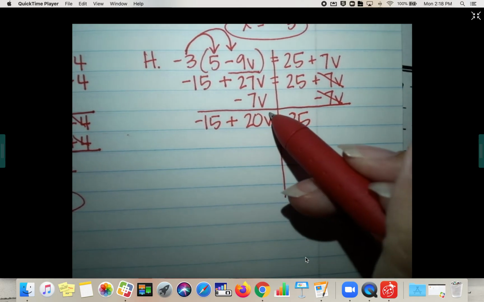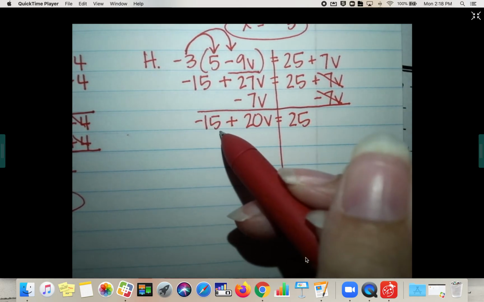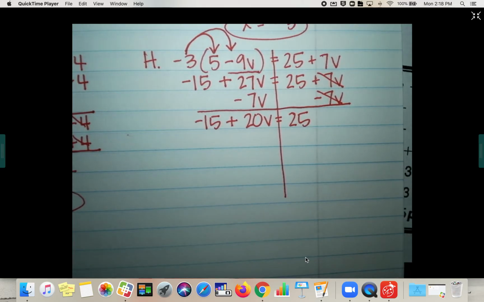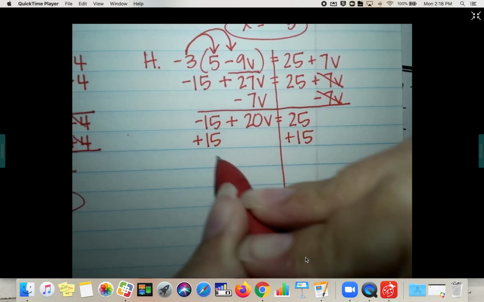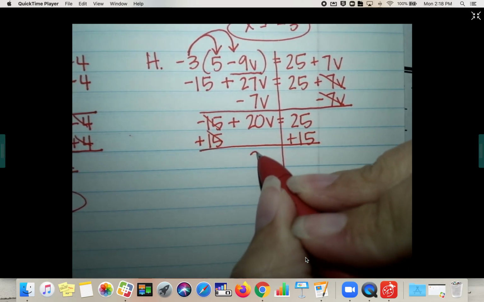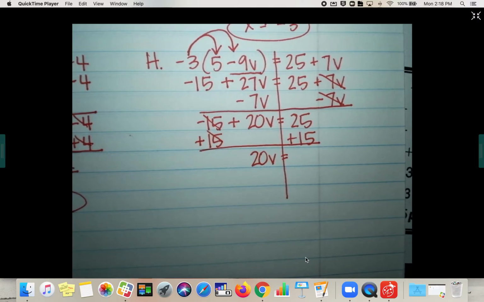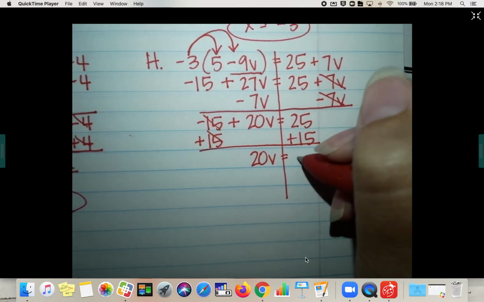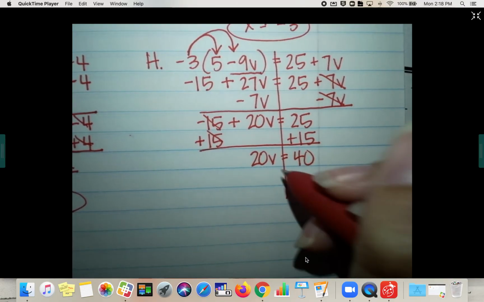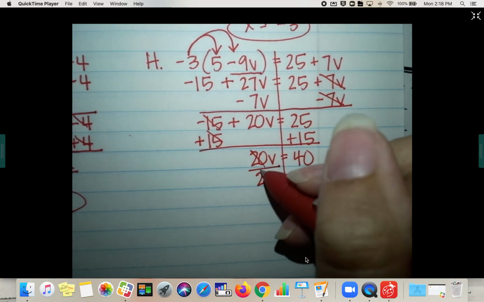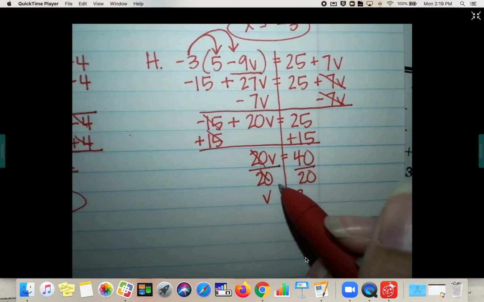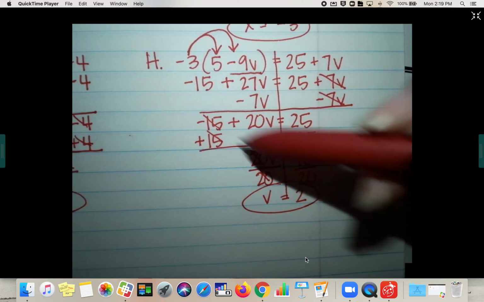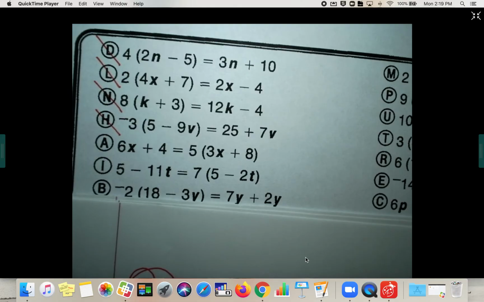Basic two-step equation. Leave this guy till the end, and let's get rid of the minus 15. The way to get a minus 15 to cancel is by adding 15. Bring down 20v. 25 plus 15 is 40. Divide both sides by 20. V equals 2. All right, so put an H where all the 2's are, if you want to check. Don't care if you don't.